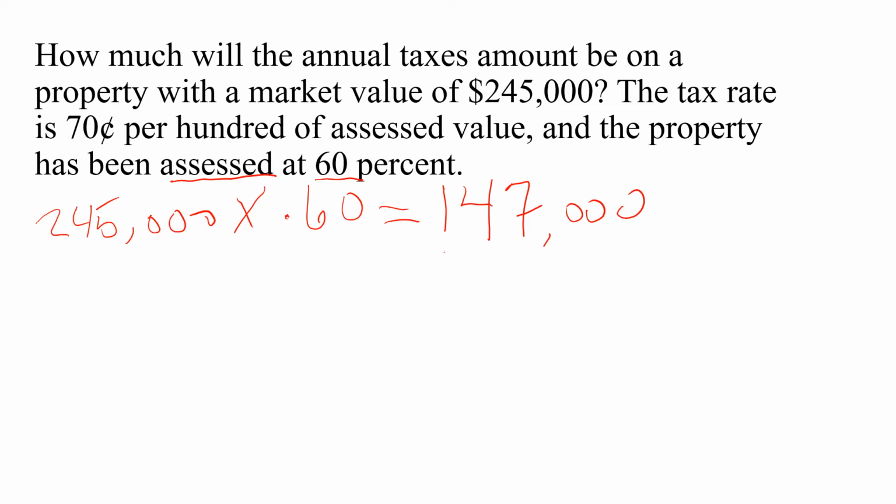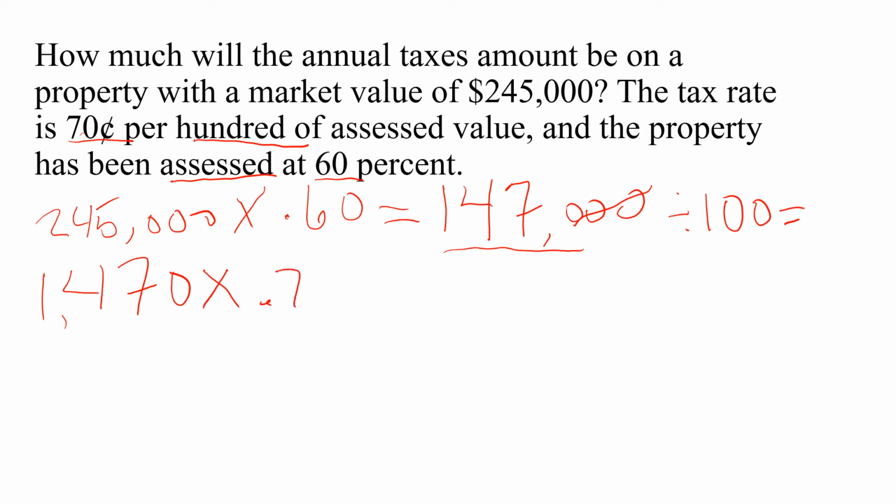We divide the 147,000 by 100 because we're paying 70 cents per hundred. We're basically just dropping 2 zeros, right? So that's 1,470. And we're paying 70 cents, so we can say times 0.70 equals our answer, $1,029.